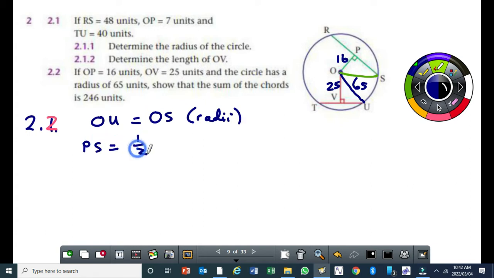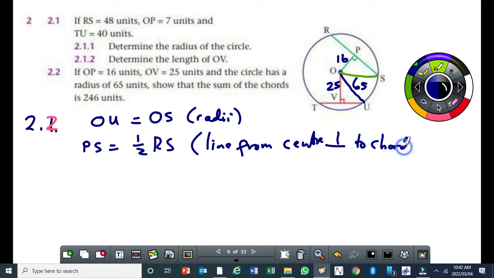Then the next thing, I'll say PS is half of what? PS is half of RS. And the reason for this is: line from center, perpendicular to chord. That's my reason. At the moment, I don't know the length of RS. Please be aware that I can also write this as RS is 2 PS.